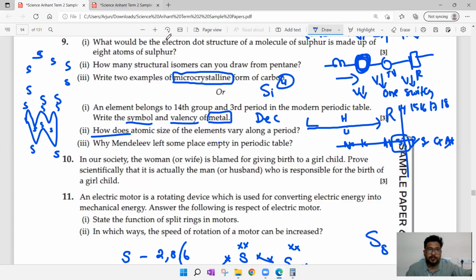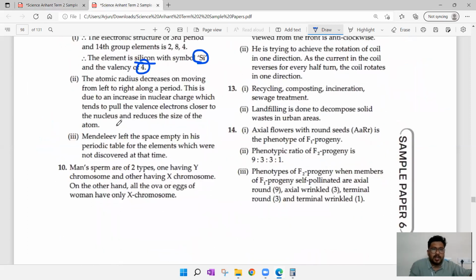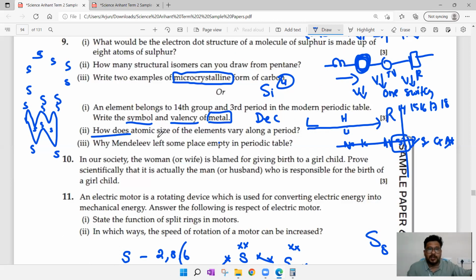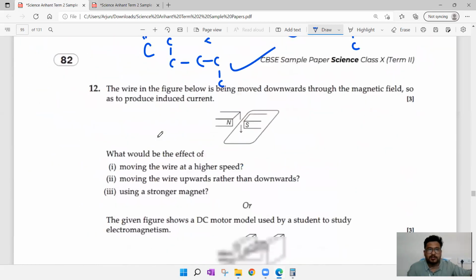So he predicted. So now you see, atomic radius moving left to right on a period decreases. Why? Due to the increase in nuclear charge, which will be pulling the valence electrons closer to the nucleus. Mendeleev left space empty in his periodic table for the elements which were not discovered at the time, and he predicted more elements would be discovered in future. So like that, you need to write the answer.